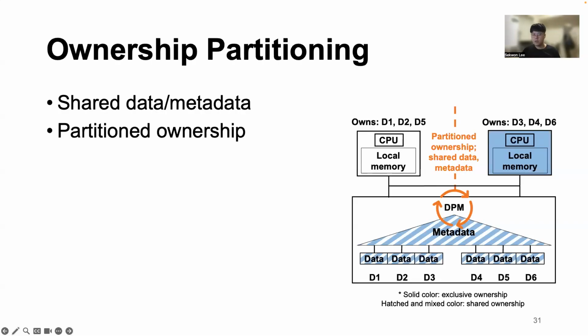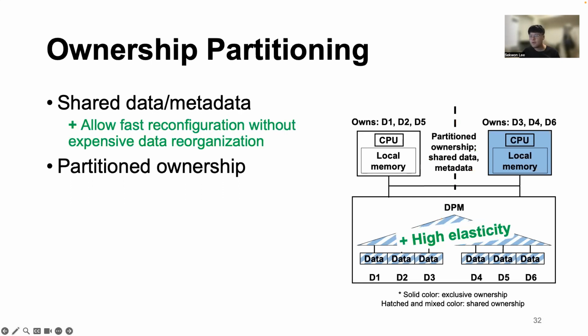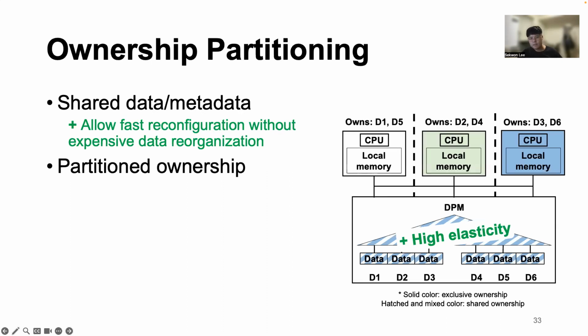In ownership partitioning, all the physical data and metadata are shared through DPM, but the ownership to access data is partitioned across compute nodes. It allows fast reconfiguration without data reorganization by sharing data and metadata. We only need to redistribute ownership across compute nodes and invalidate stale cached data upon a compute node addition or removal, which is much lighter than data reorganization in DPM.